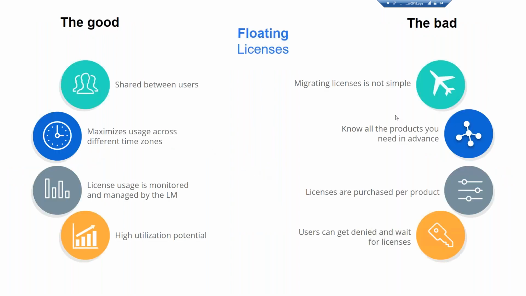So you probably already know the pros and cons of floating licenses. You probably are dealing with those heavily. You probably know that migrating those licenses is not simple. You need to buy a specific license. You need to know all the products that you need in advance. The licenses are purchased per product. Sometimes you buy it for a package, but you don't buy it for a full catalog of licenses per product. And of course, as you know, users can get denied.